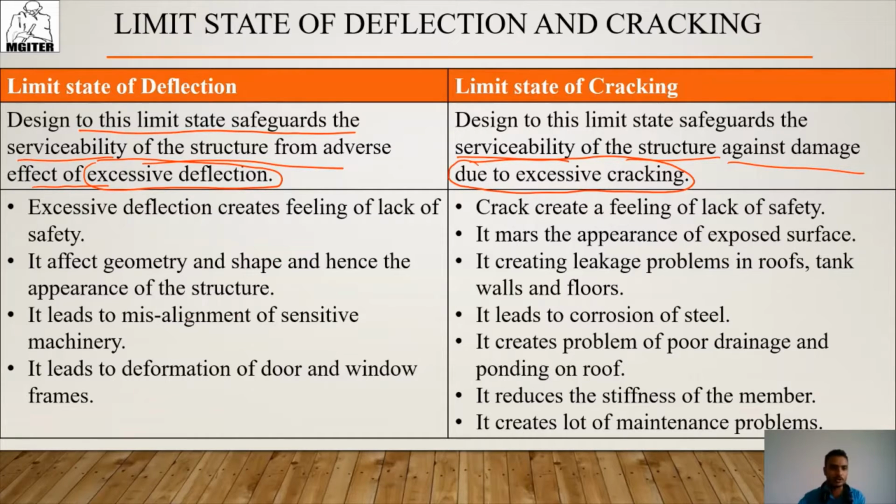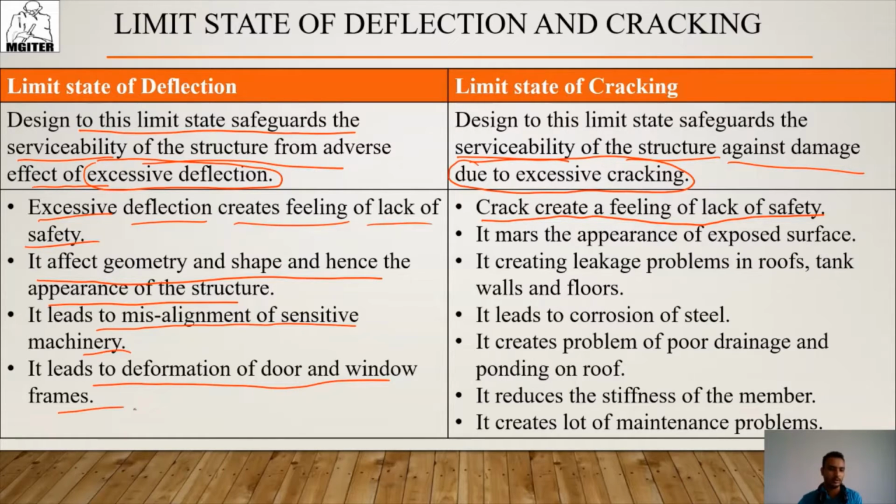So why do we control the effect of deflection? Here are some conditions. Excessive deflection creates a feeling of lack of safety. The same phenomenon here: cracks create a feeling of lack of safety. Its effect on geometry and shape enhances the appearance of the structure. It leads to misaligned and sensitive machinery. It leads to deformation of door and window frames. These are the deflection conditions here.